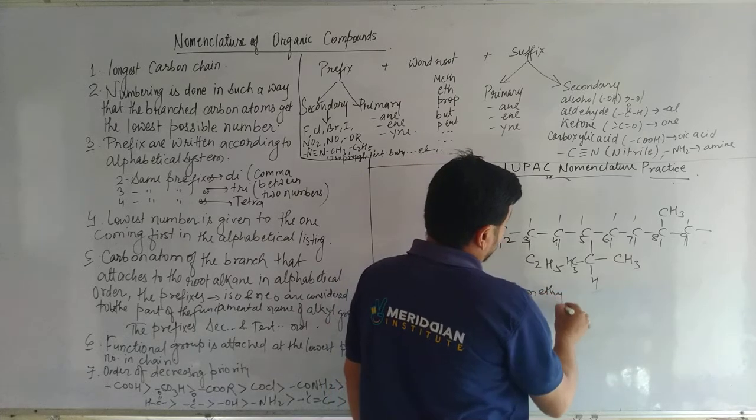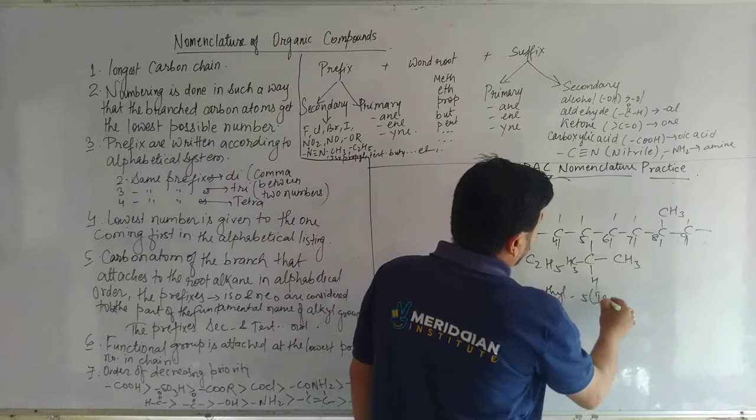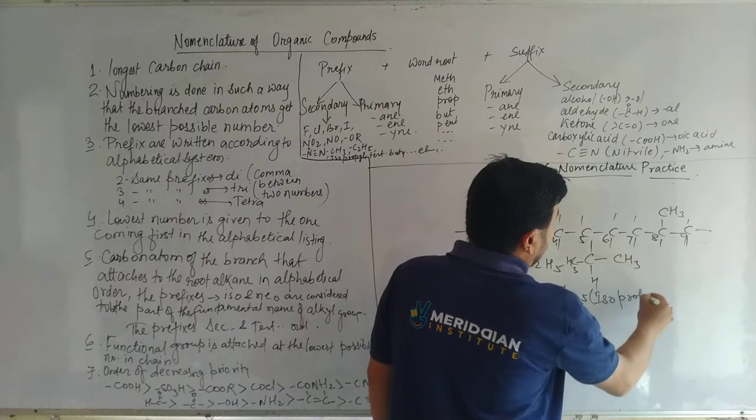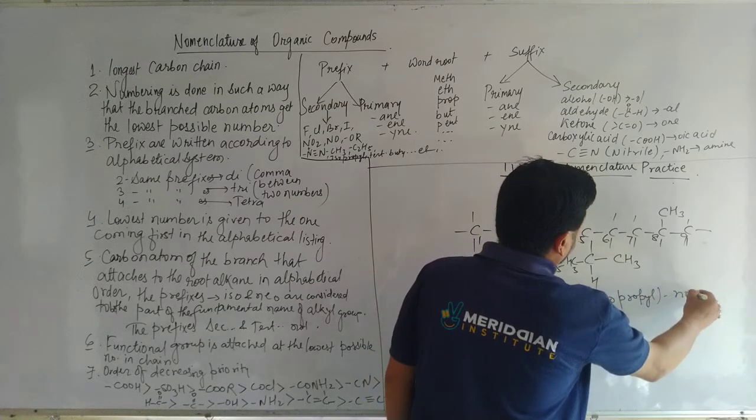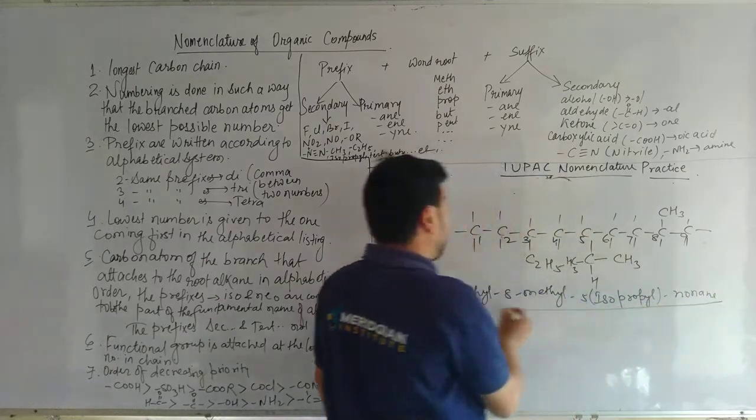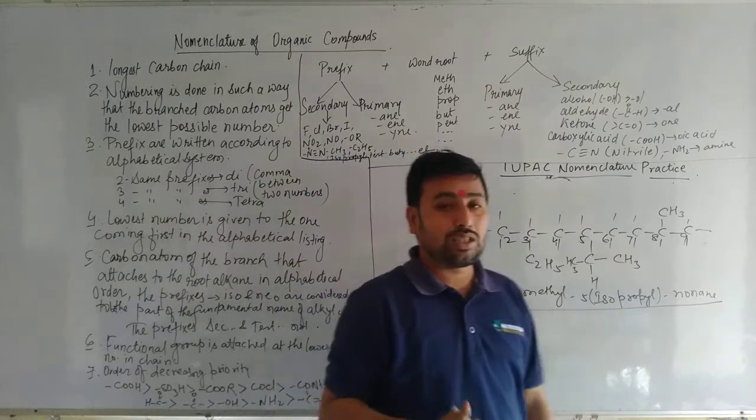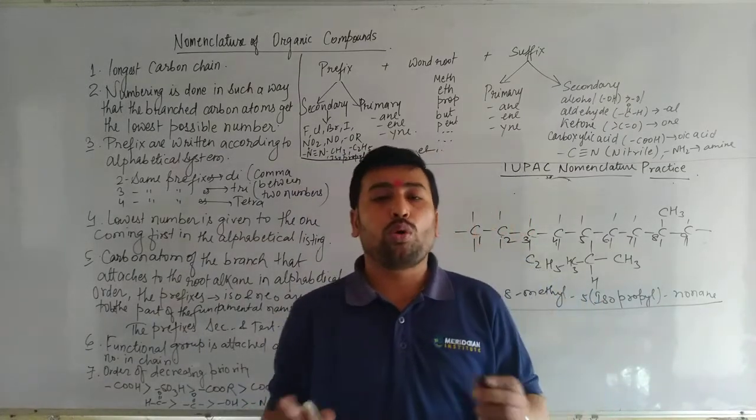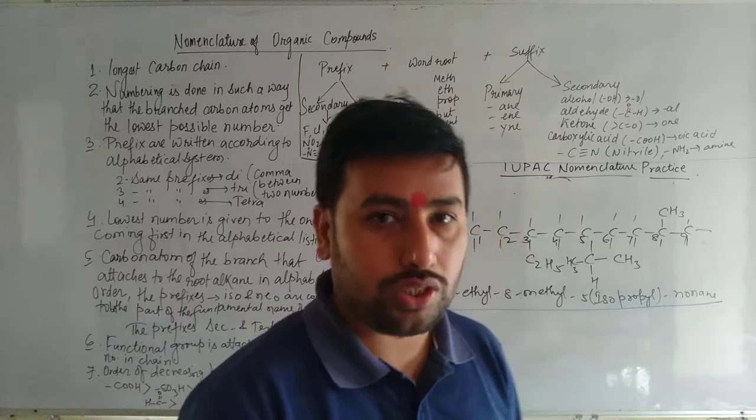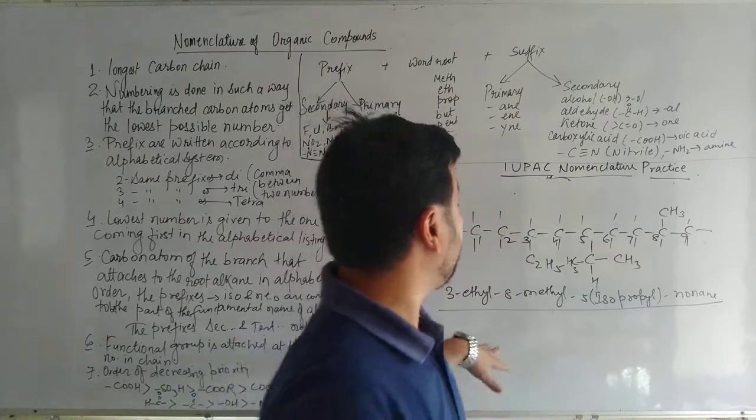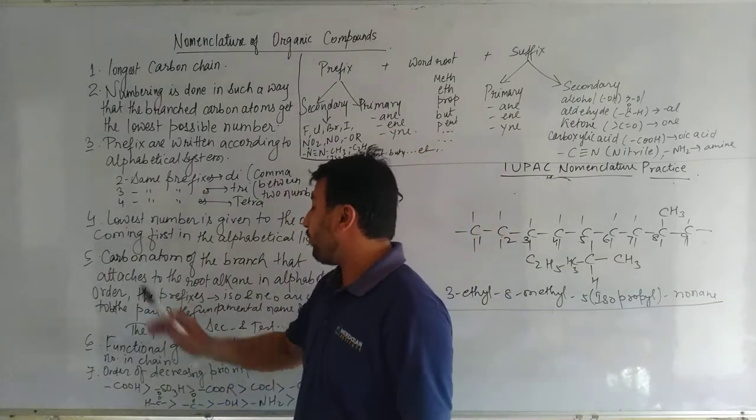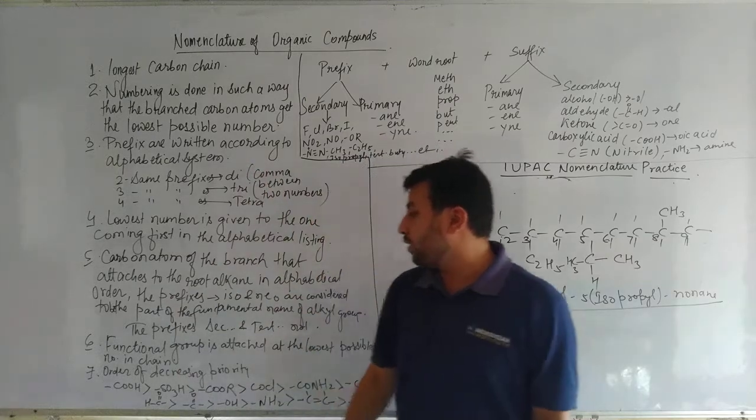8-methyl, 5-isopropyl. What do you write? 5-isopropyl nonene. So you have to remember the word iso and neo also. You don't have to write secondary and tertiary. Okay? So this was the fifth position of this nomenclature rules.